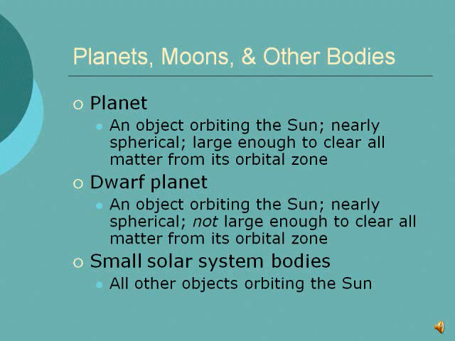A dwarf planet is an object orbiting the sun that's also nearly spherical. It is not large enough to clear all matter from its orbital zone. This would be like Pluto. Small solar system bodies are all other objects orbiting the sun, such as asteroids, comets, and meteors.